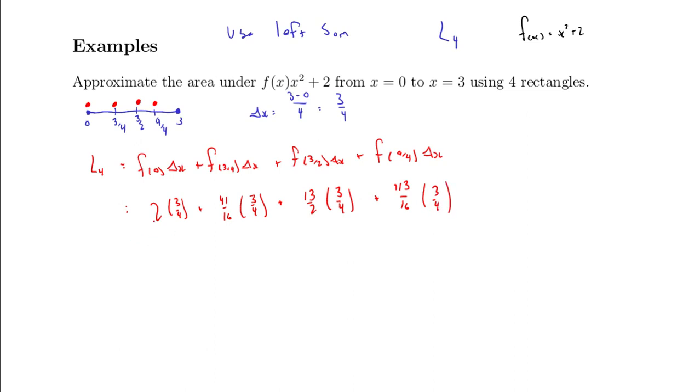What I normally do is notice that the cool thing about using a regular partition where all of our widths are the same is that we can just factor that out. So it's really 3/4 times 2 plus 41/16 plus 13 halves plus 113/16. I don't have a calculator with me, and I don't need one. This is a calculus class. We should be able to do arithmetic. I'm going to just put these all in terms of something over the 16th.